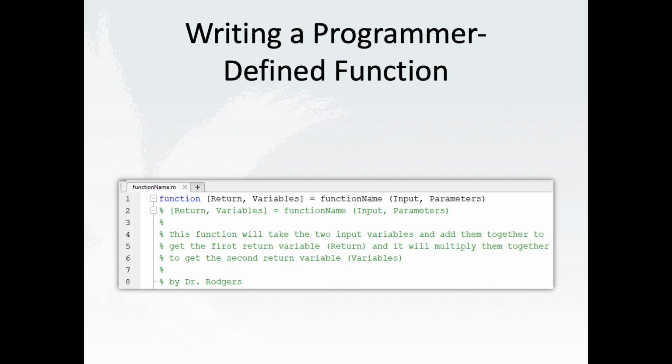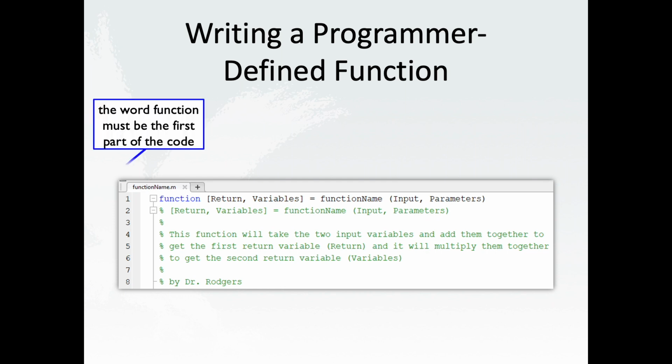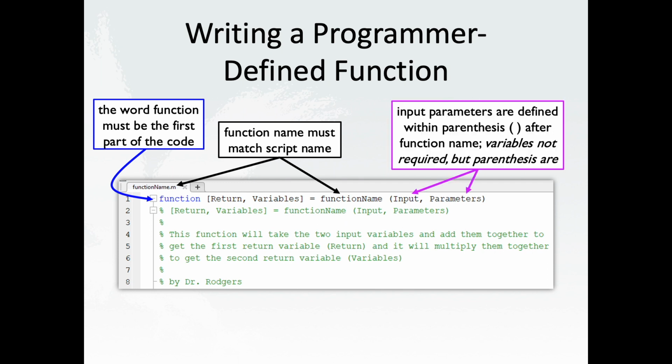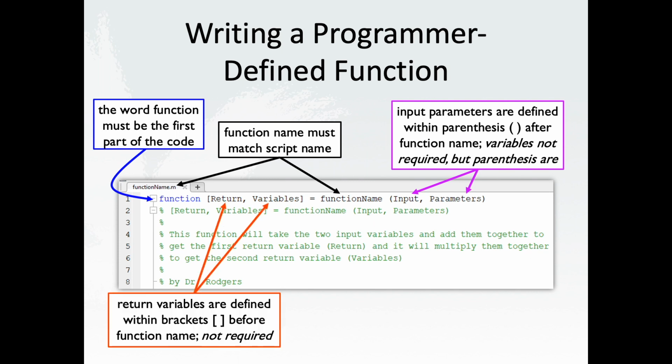The first thing you need to do for writing a new programmer-defined function is open up a new script file. The first word will be the word function. Whatever you choose for your script file name needs to be the same as your function name. Your function will have input parameters, which can range from no input parameters to many input parameters. And it will have return variables. Again, it can have no return variables or it can have many return variables.